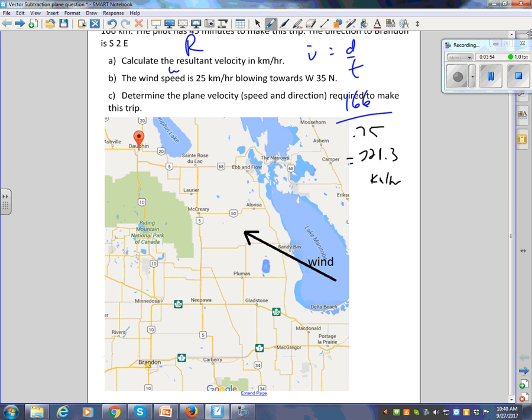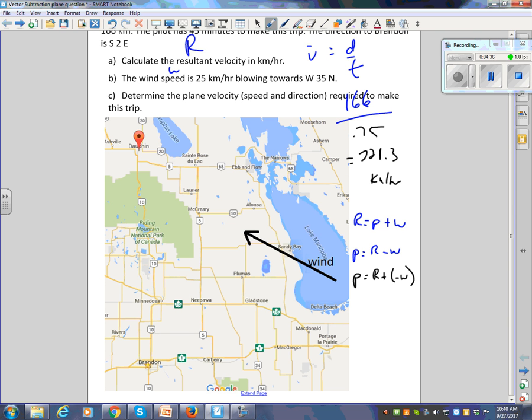So you might remember from yesterday, resultant is plane plus wind, right? And so I'm solving for plane. So plane is resultant minus wind. Everybody with me? Lane, you missed this yesterday. Okay, so how do we do vector subtraction? We simply change it into an addition question, right? So plane is going to be resultant plus minus wind.